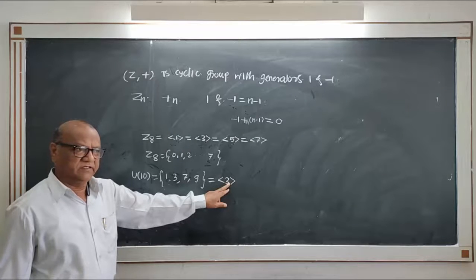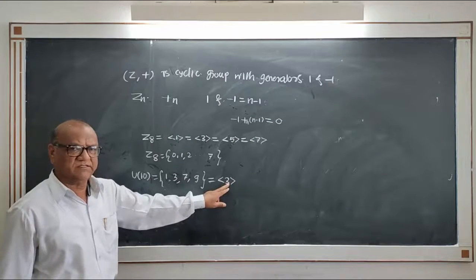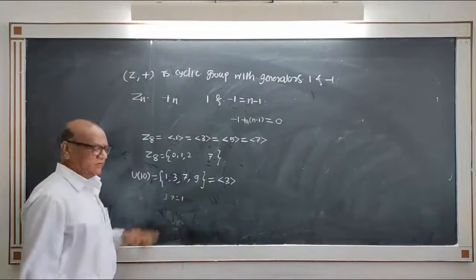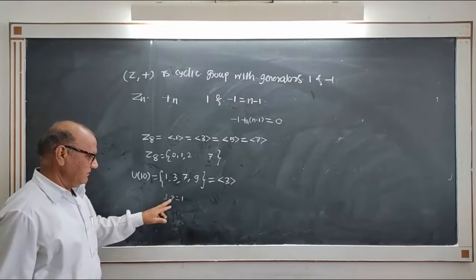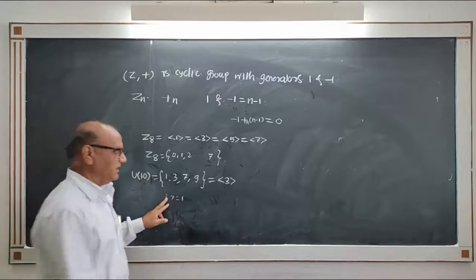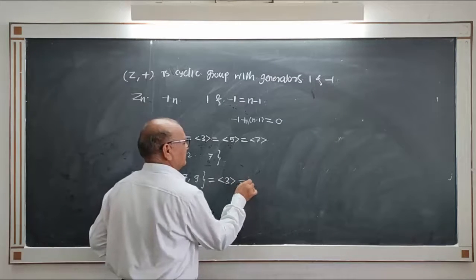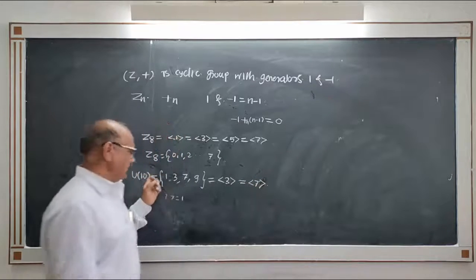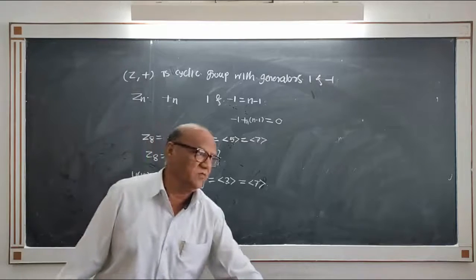3 is a generator, then its inverse. The inverse of 3 is 7. 3 into 7 is equal to 1, and 1 is the identity, that is, multiplication modulo 10 gives 1. So 7 is also a generator of this group.